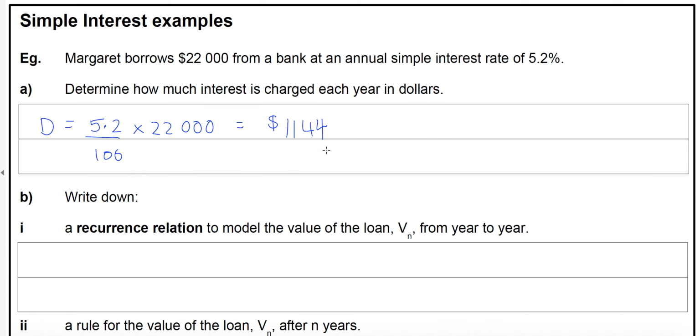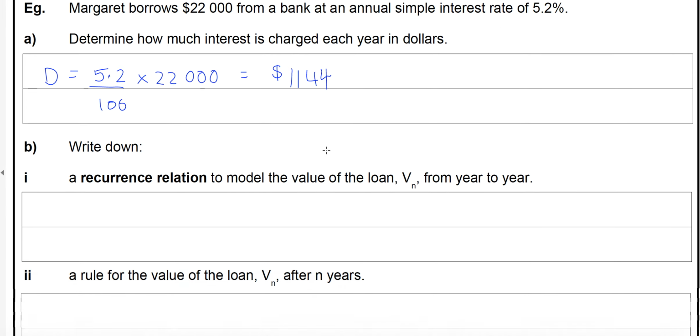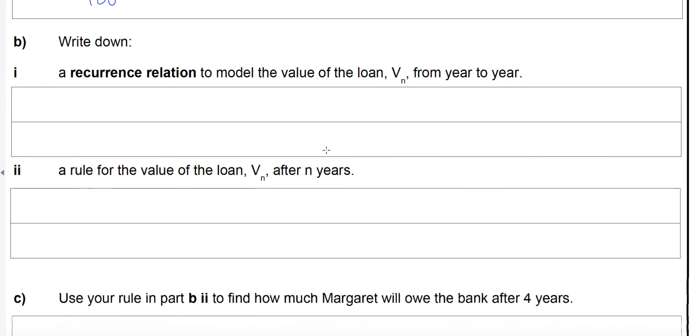So simple interest is not a great one when you're borrowing money, because she will be charged that year on year until it's all paid off. It's just generally calculated at the beginning of a loan. But it's a pretty decent amount of interest for her to have to pay back on this loan. First of all, we're told to write down a recurrence relation here, so we'll do so. She starts off with this loan of 22,000. To get the next value in the sequence, which is what she owes, we have to add 1144 to that 22,000.